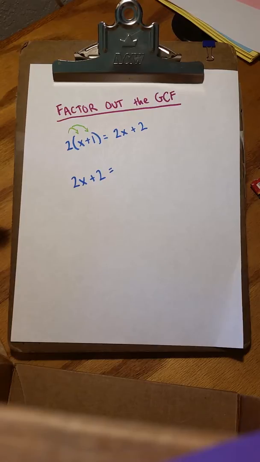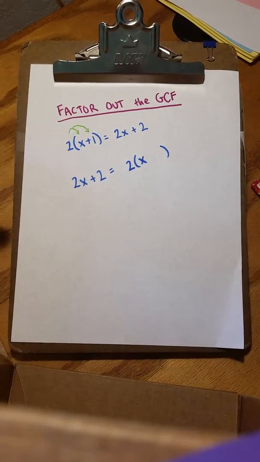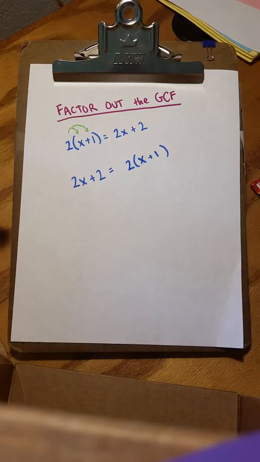What goes into 2x and 2? 2 does. How many times does 2 go into 2x? x times. And how many times does 2 go into 2? 1 time. This process of pulling a 2 out of both 2x and 2 is called factoring out the 2.